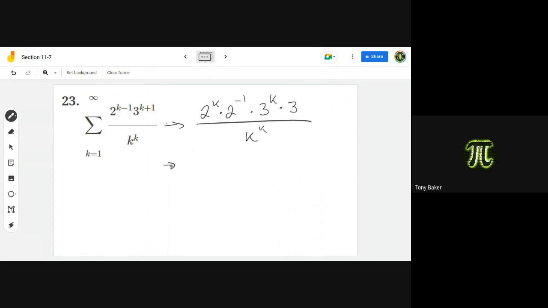Okay. So that gives me 3 over 2. And then everything else is to the k power, right? So 2 times 3 is 6 over k to the k power, right? Because in essence, I'm taking that, and that, and making that. Okay. All right.